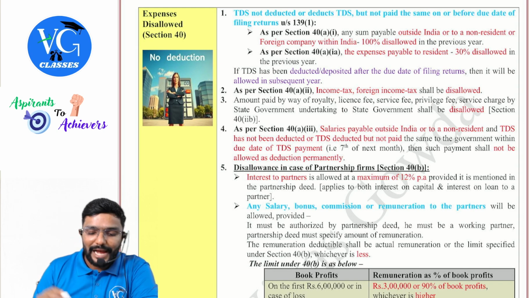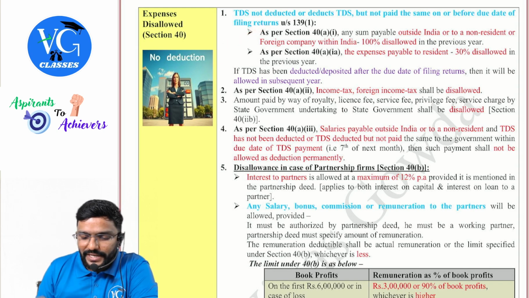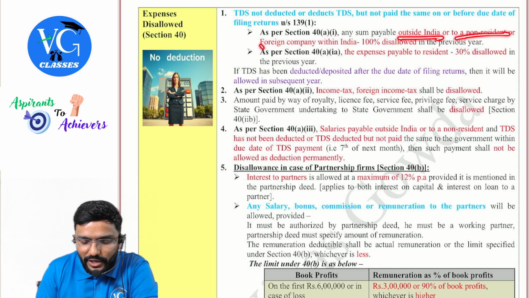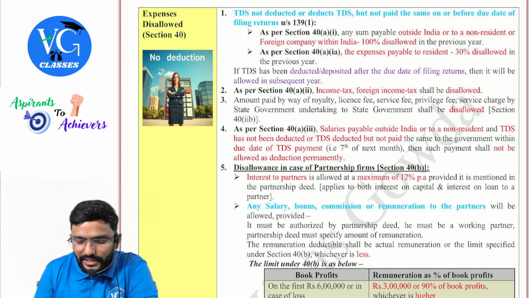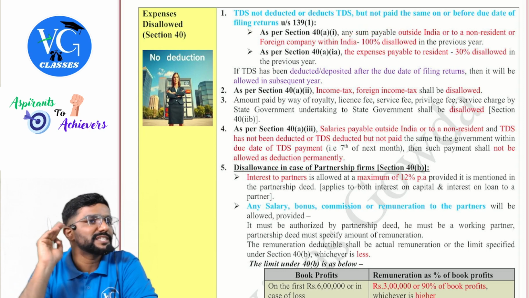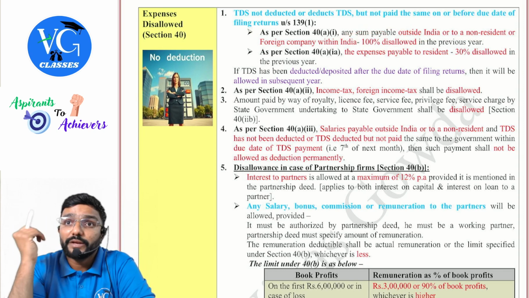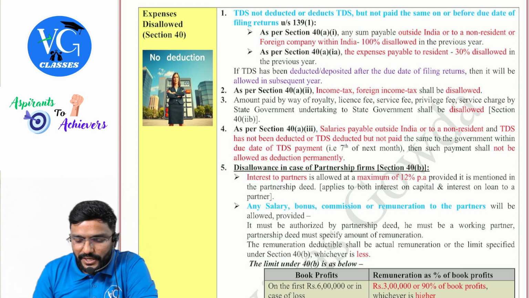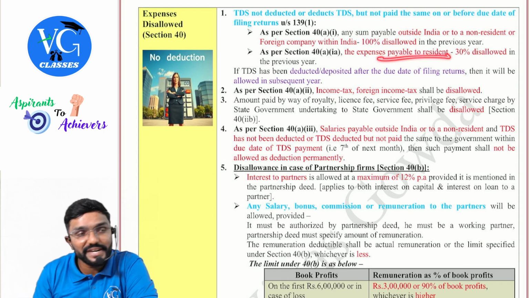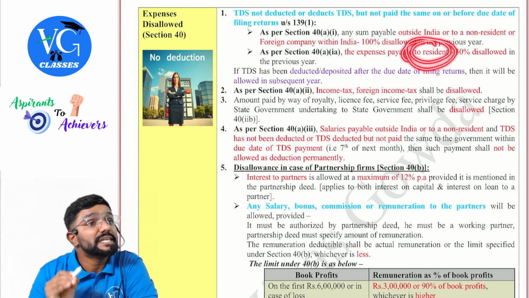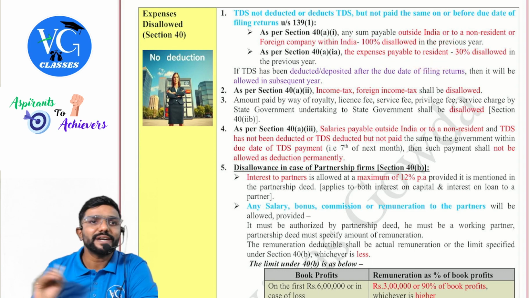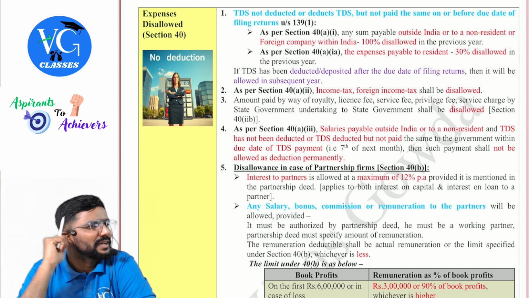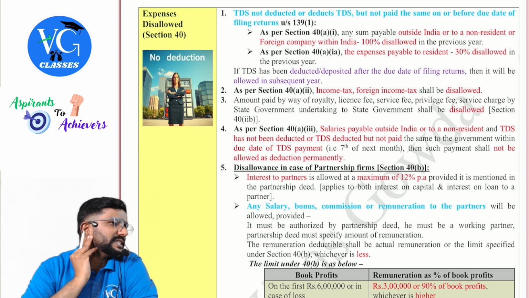Okay. As per section 40A(1), they are telling if the amount is payable outside India or to a non-resident or a foreign company within India, then 100% of the expenditure will be disallowed. Whatever you have paid, the entire expenditure will be disallowed. Next, 40A(1)(a) is telling if the expense is payable to a resident. So who is the payee here? Resident. Then not 100%, only 30% is disallowed because that is the highest tax rate applicable. So they told 30% is disallowed.